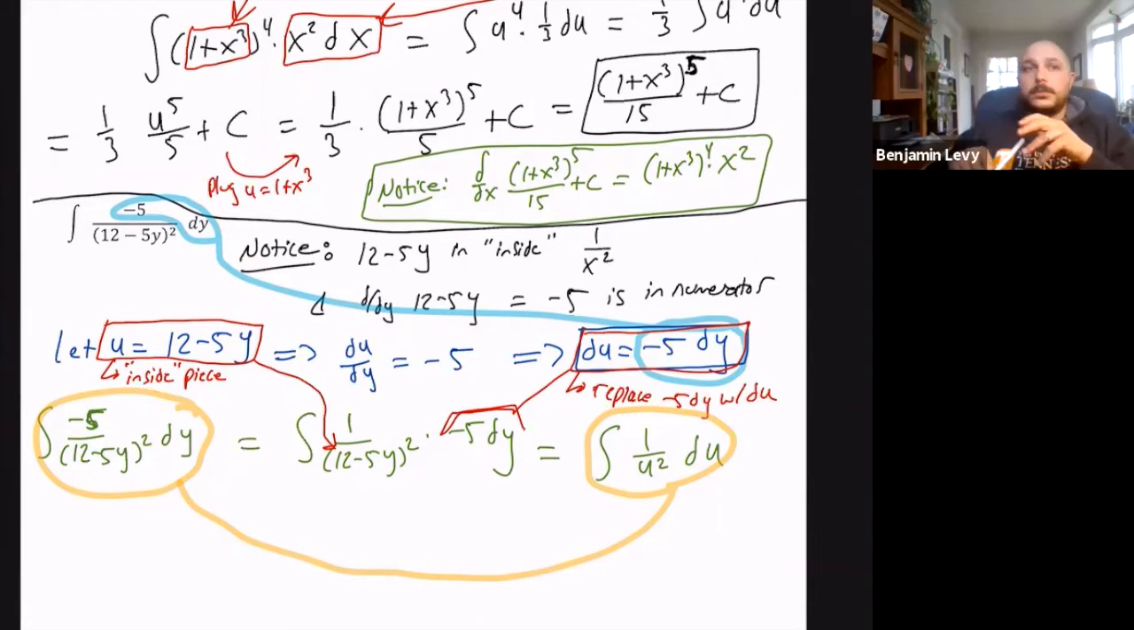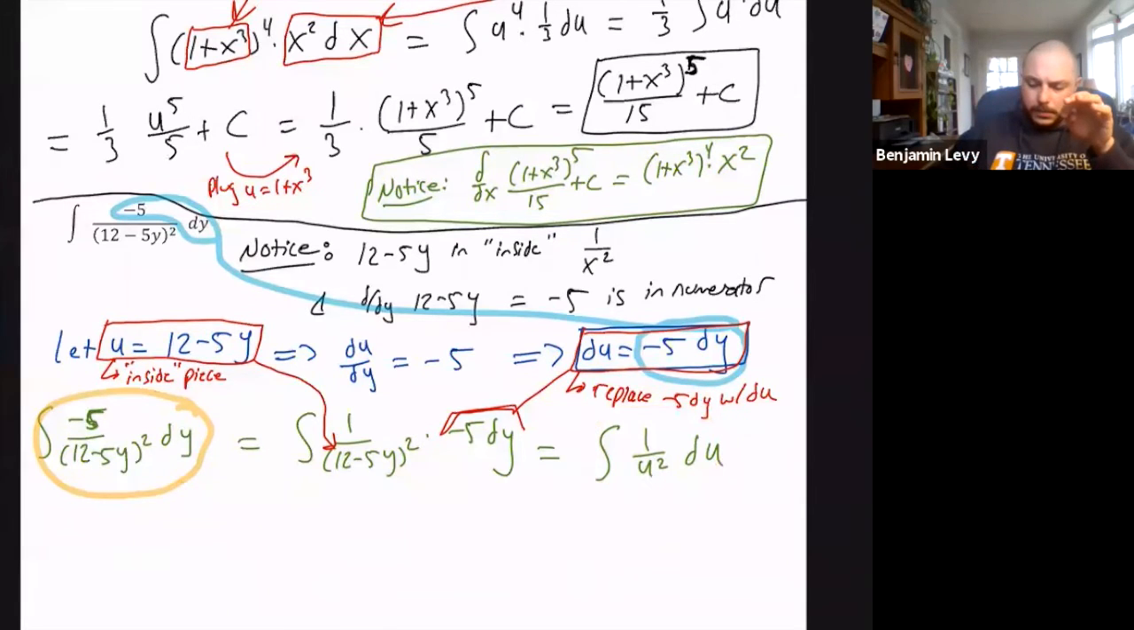Anyone else? Good thoughts. Keep those coming. Again, we need to finish this, right? But this is the hard part. This is certainly the hard part.